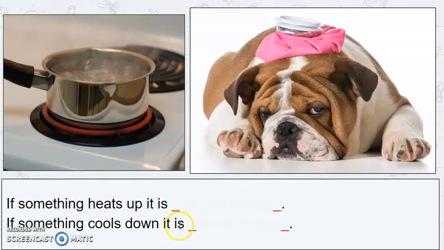Let's go on to our next learning. Oh, isn't he cute? Here we go. This is a little difficult to understand. So I want us to understand here that the water is getting heated up, and the heat gives the water more energy. That's why it moves around like that. So if something heats up, it is gaining energy.